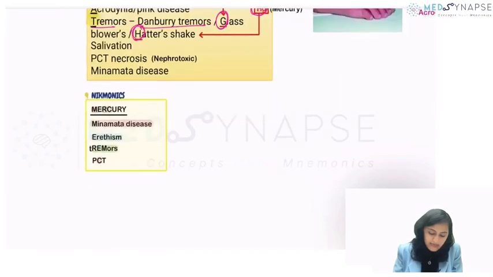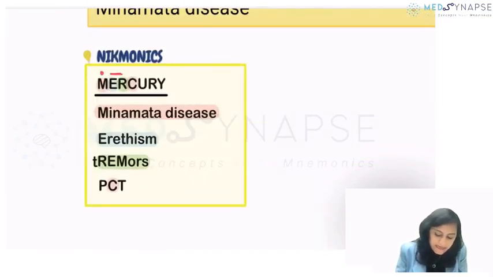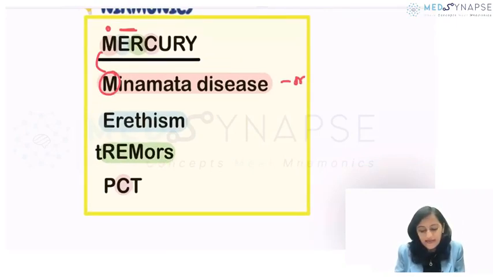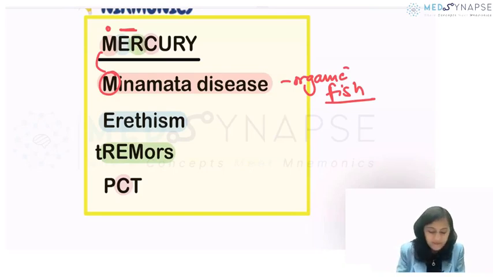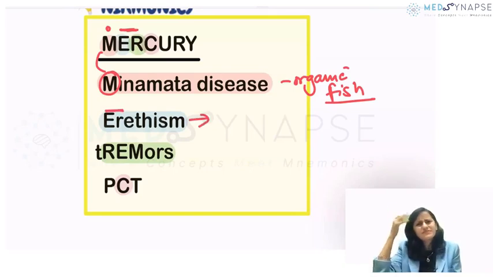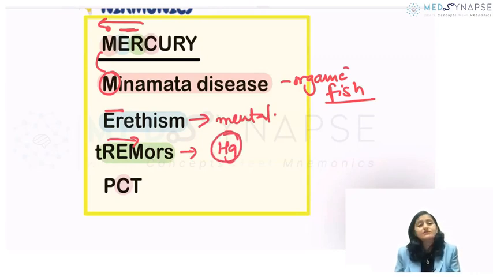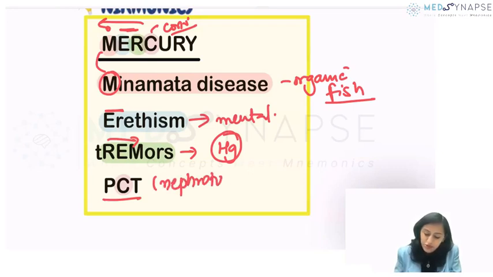So the mnemonic for mercury is M-E-R, and you have C there. M for Minamata disease, organic mercury consumption by eating fish. Minamata is mercury. ER is erethism, right? Erethism, mental aggressiveness and so on. Then read it backwards, REM, that is tremors. We have already said Hatters and glass blowers shake. And C for convoluted tubule necrosis. Remember, it causes PCT necrosis, a frequently asked question. That means it is nephrotoxic.